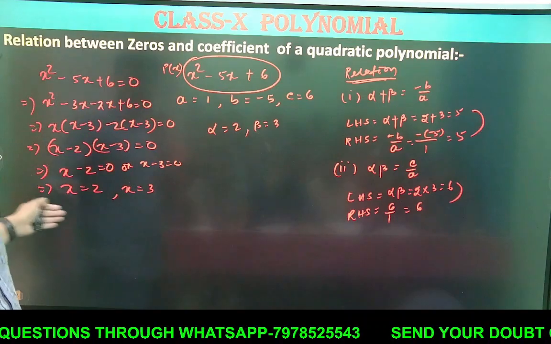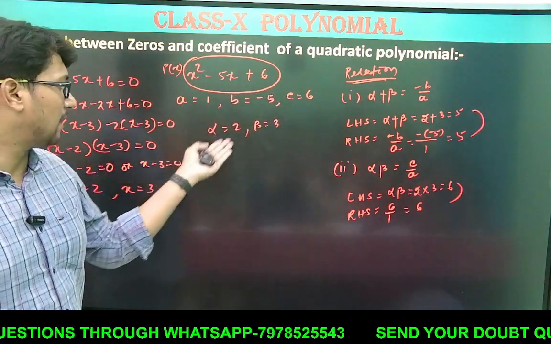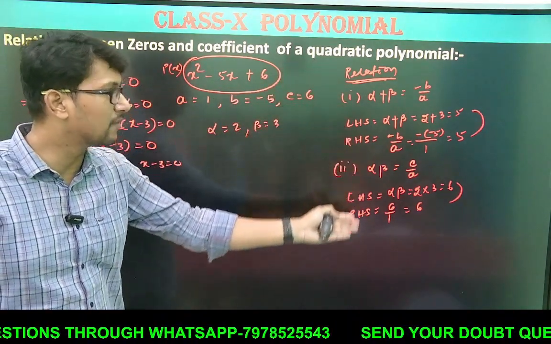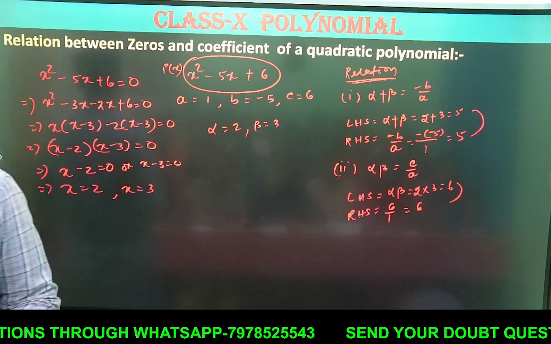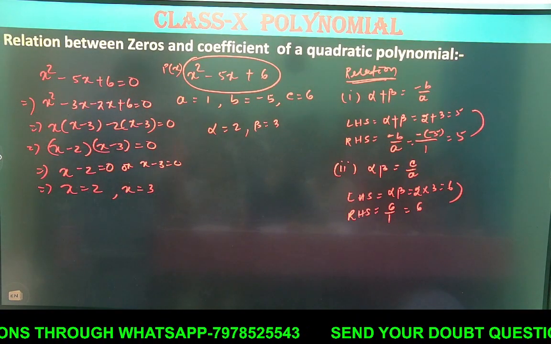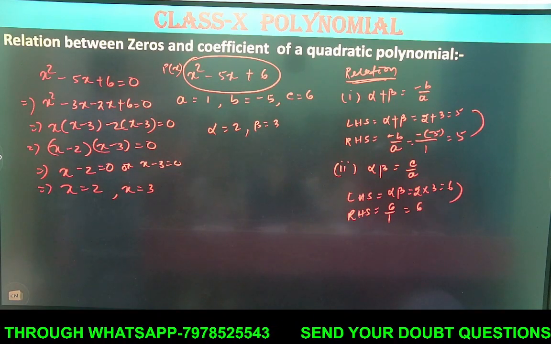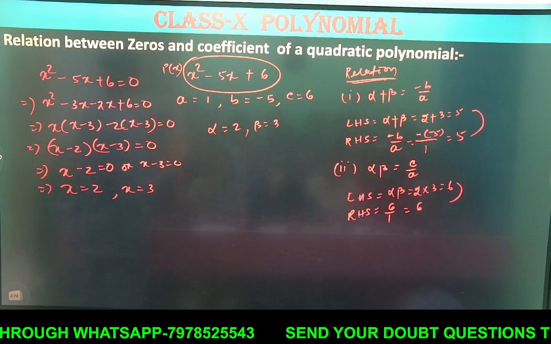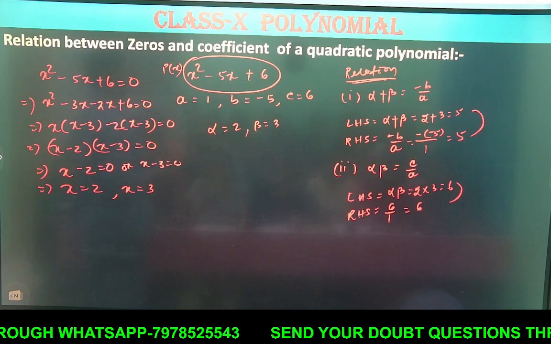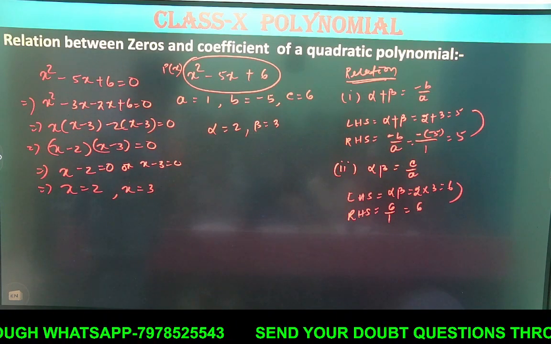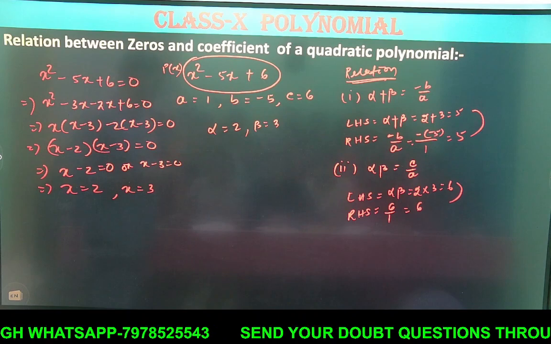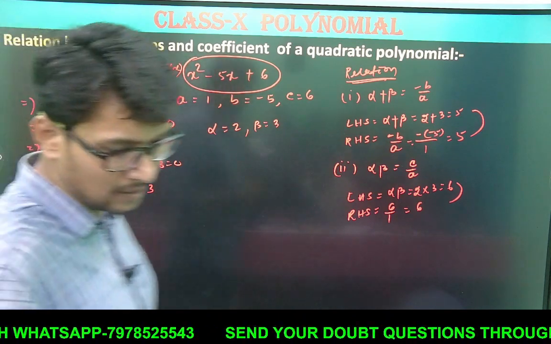Means you start from here: a, b, c, alpha, beta. You write, then after that you verify the relations. There are two relations, so you have to verify both of the relations. Clear, everyone? So write the example.